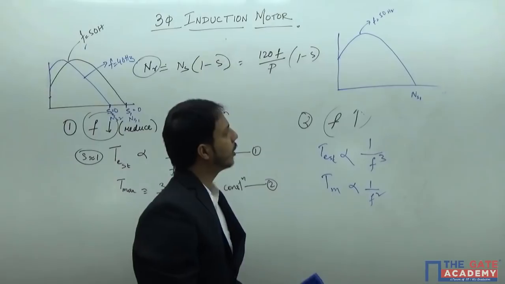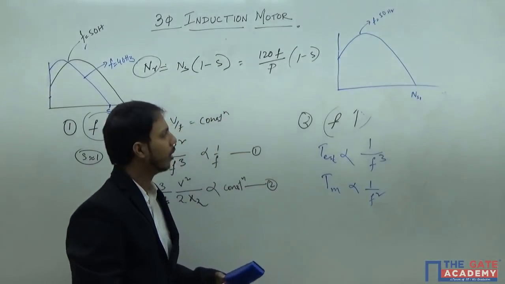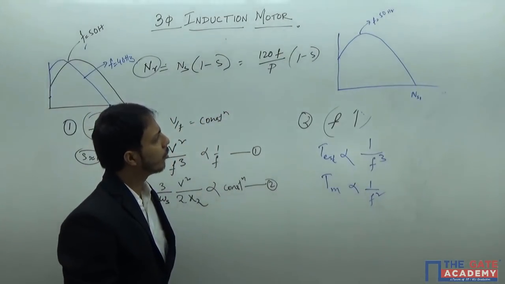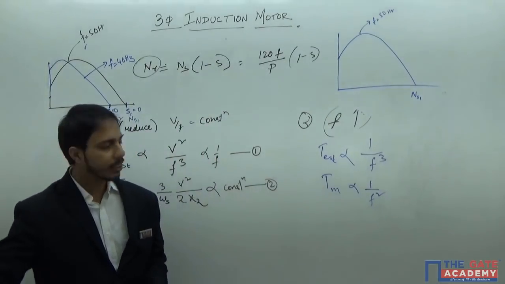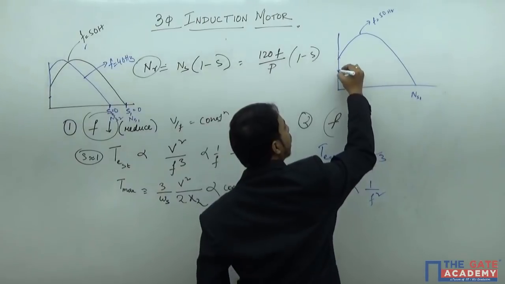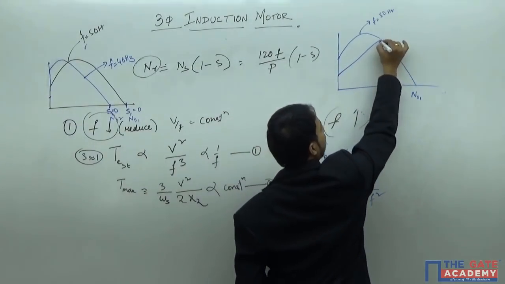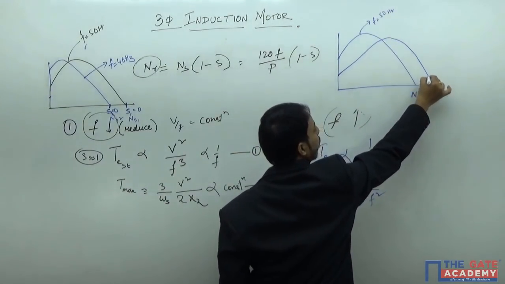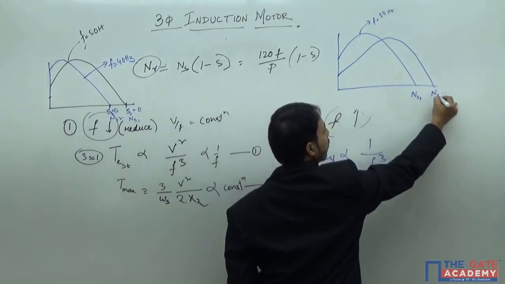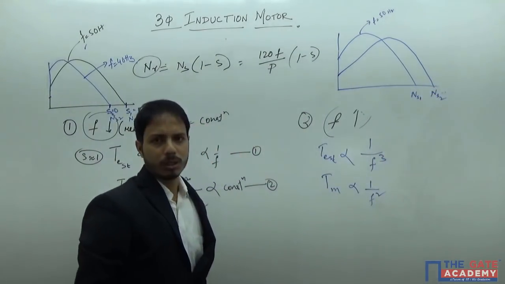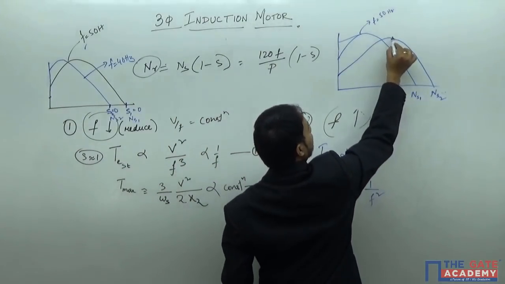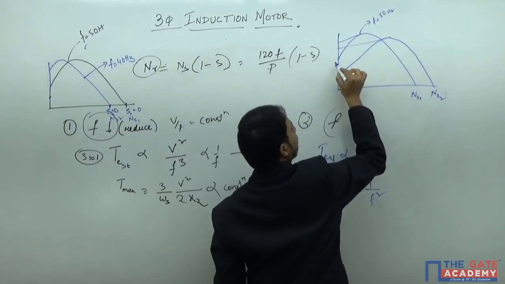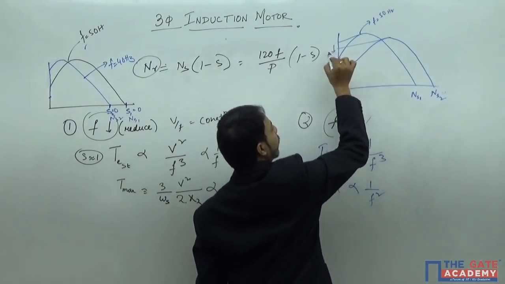Now I'll increase my frequency to say 60 Hertz. If I increase my frequency, my maximum torque as well as starting torque value both will reduce, but my synchronous speed value will be more. Synchronous speed is more, but my maximum torque has reduced, starting torque also has reduced.